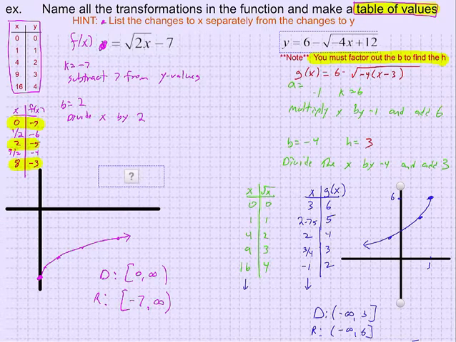And so hopefully you're now in good shape for graphing a square root function, even if it has some complicated transformations.